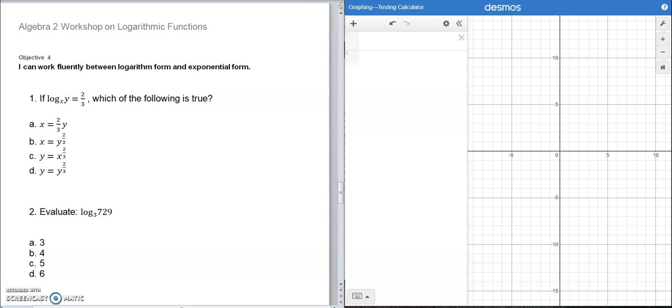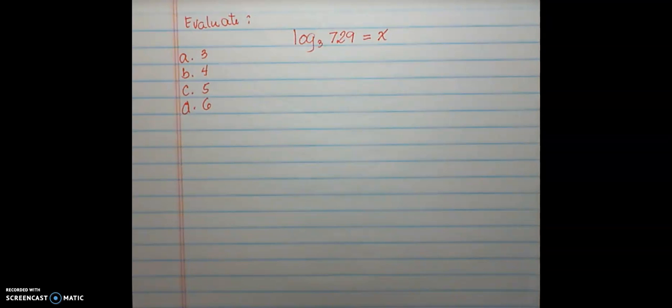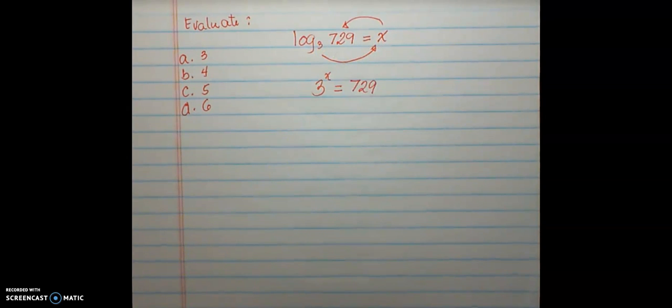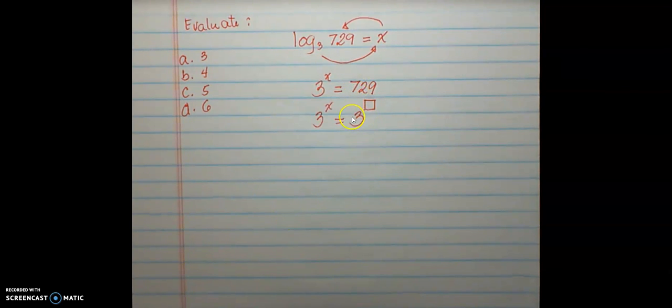Question number 2, evaluate log base 3 of 729. In order to solve for this problem, we're going to have to move this into its exponential form. So take the base, put it to the power of x, then make it equal to 729, and you will have to take 729 and express it as base 3 with all these possible exponents. So this is going to be 3 to whatever power that is, and this is when it's best to use Desmos.